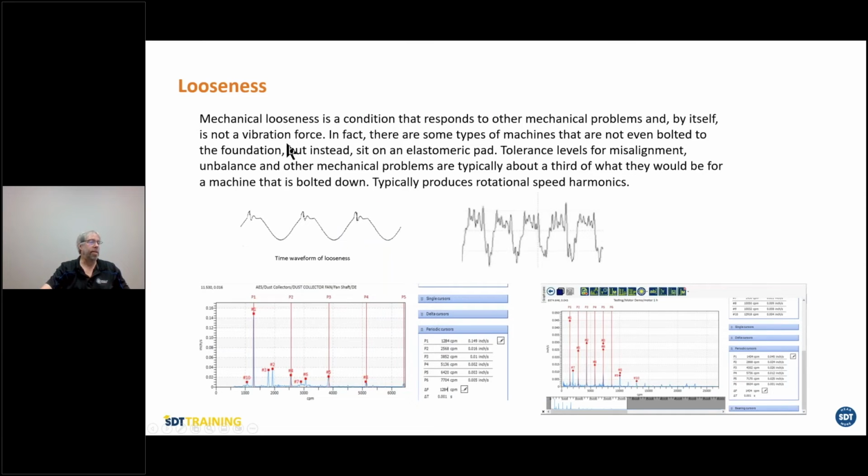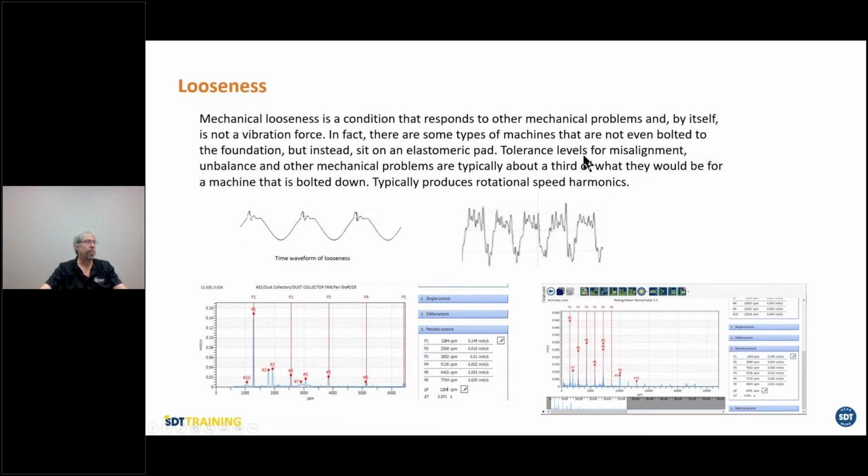Now I want to talk briefly about looseness. Looseness is a condition that responds to other mechanical problems and by itself is not a vibration force. In fact, there are some types of machines that are not even bolted to the foundation, but instead sit on springs or pads. For example, you have a fan on a roof. For any mechanical guys out there, you usually have springs under a fan on a roof so the vibration doesn't transmit from the fan to the roof to the people inside the building. Very similar to electromagnetic pads, that is to insulate the vibration.